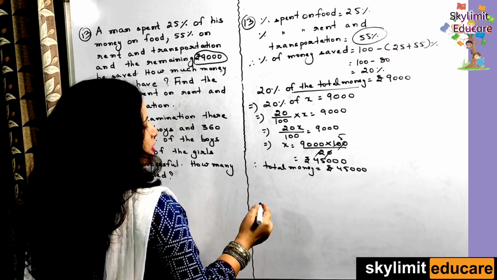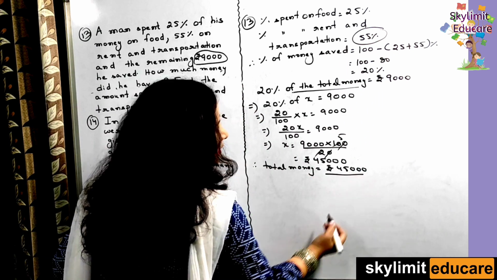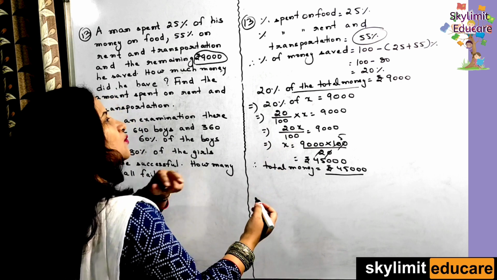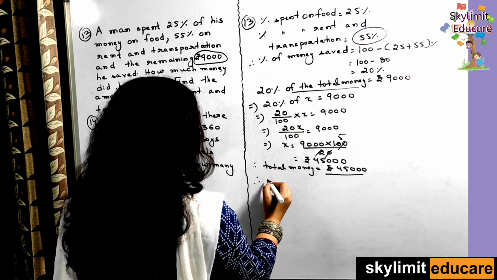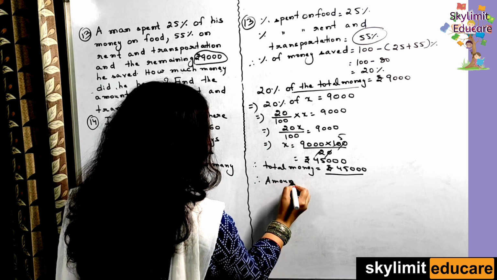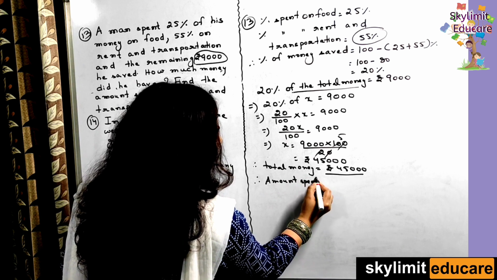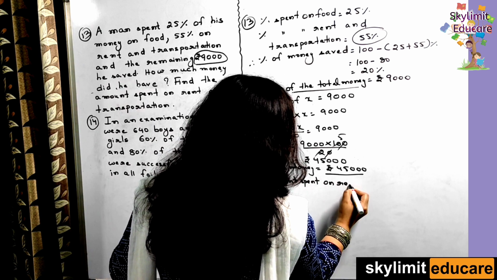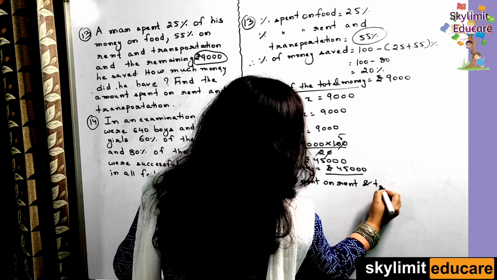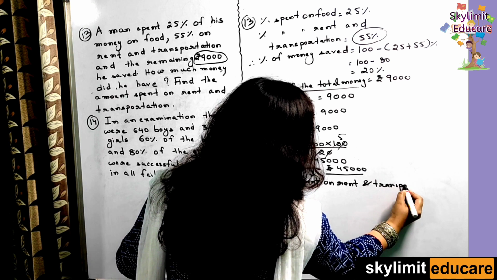What is the percentage spent on rent and transportation? It is 55%. So now we have already got the total money, yes or no? So now we can easily find out the amount spent on rent and transportation.